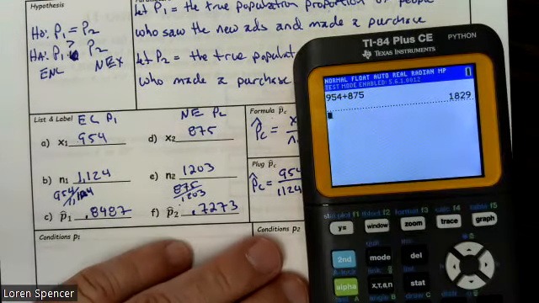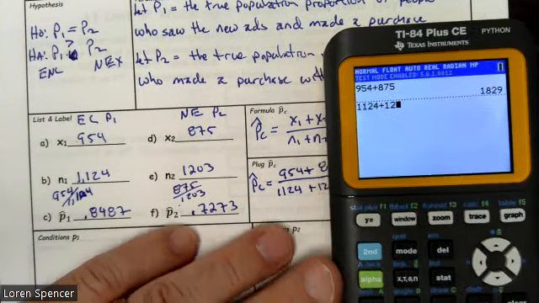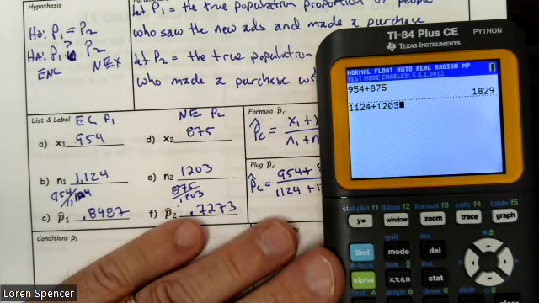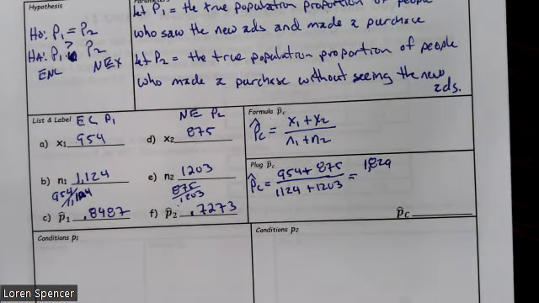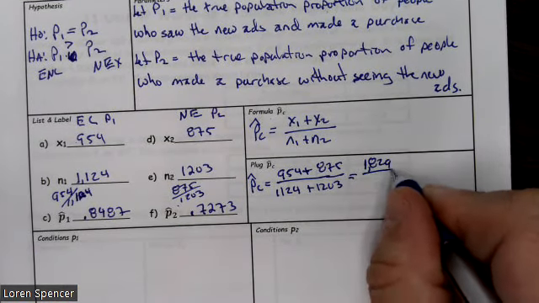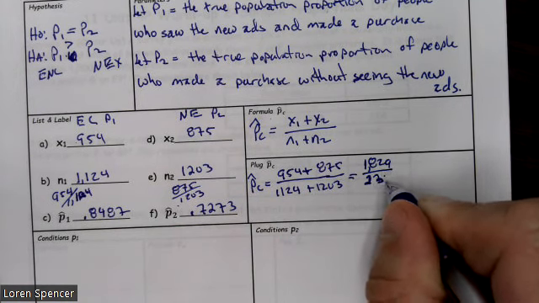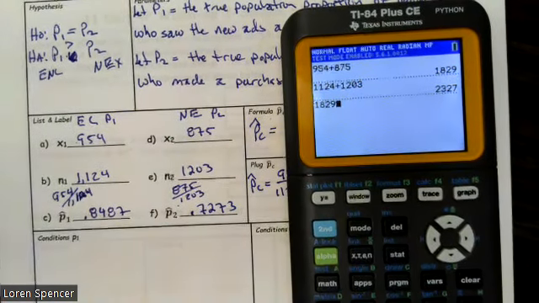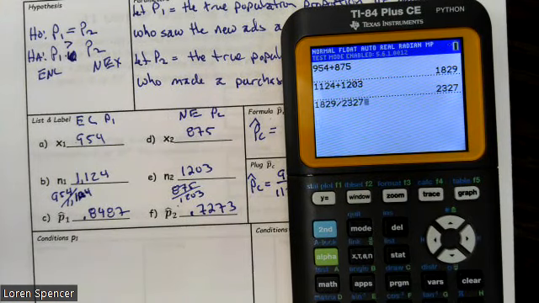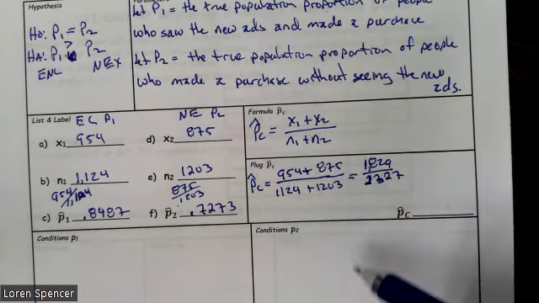And 1124 plus 1203 is 2327. So 1829 divided by 2327 is about 78%, so 0.7859.